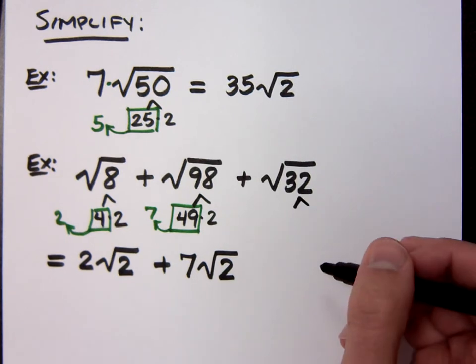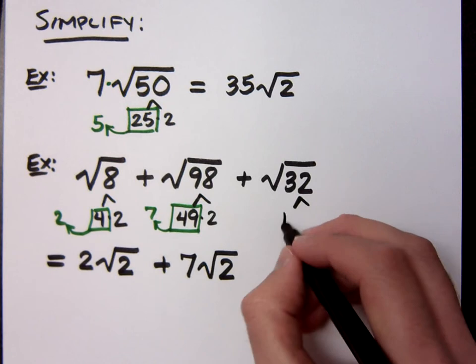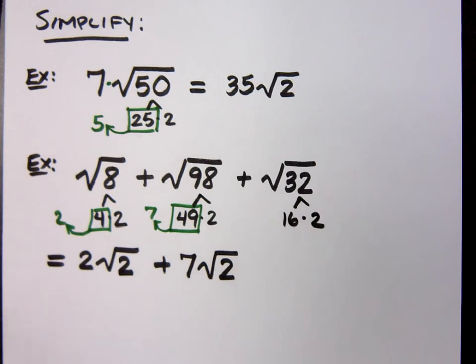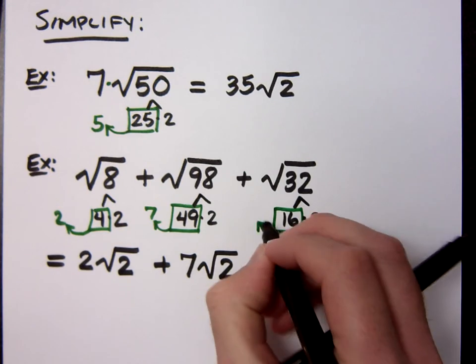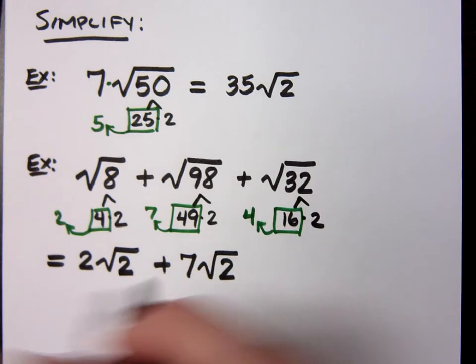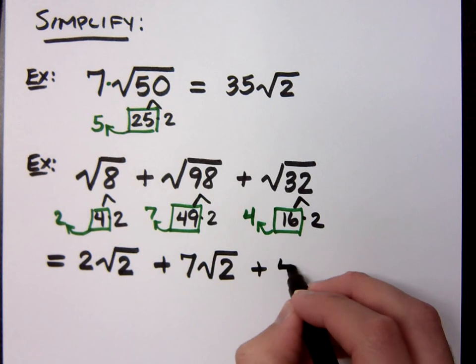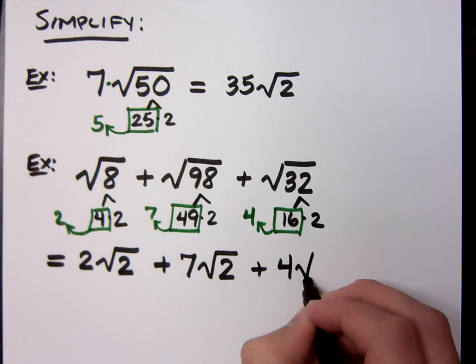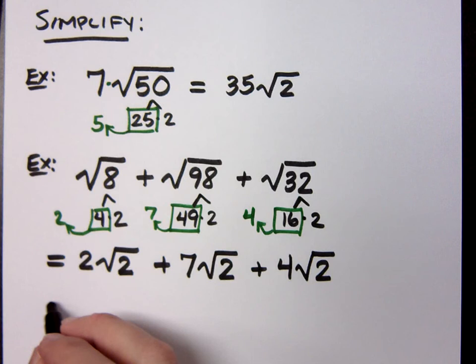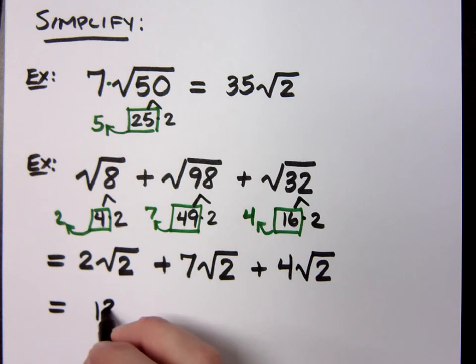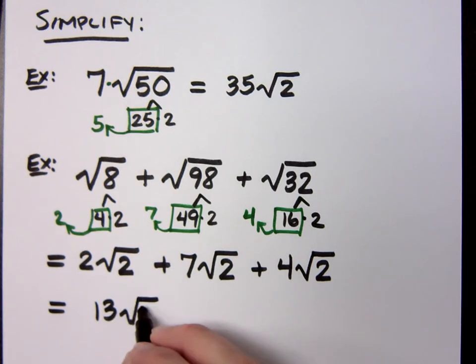32. 16 and 2. It just keeps getting better. The square root of 16 is 4. So I have 7, 11, 12, 13. I have 4 square roots of 2, right? How much square root of 2 do I have? 13 square roots of 2. I get 13 square roots of 2.